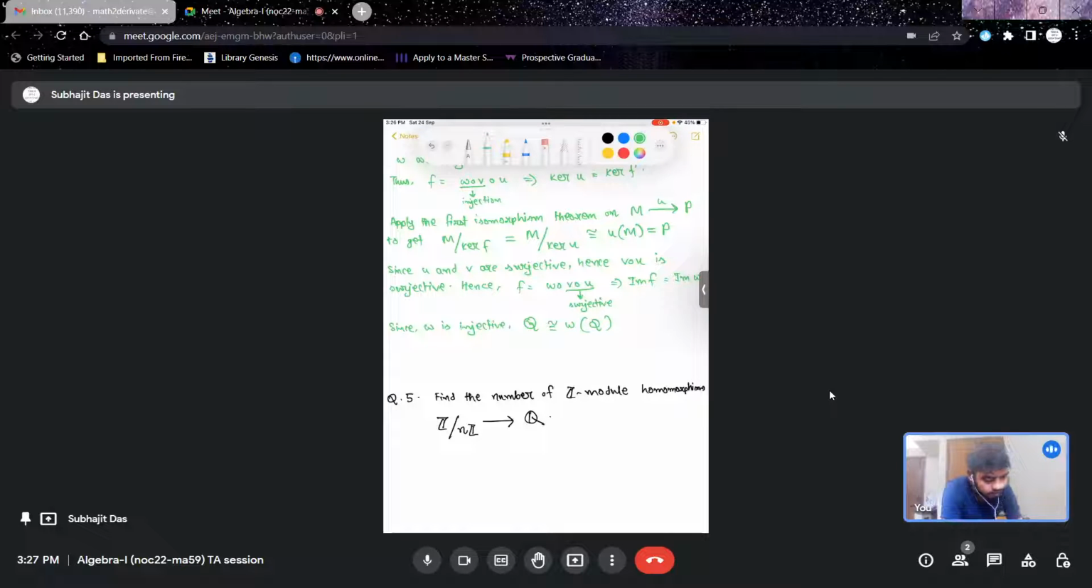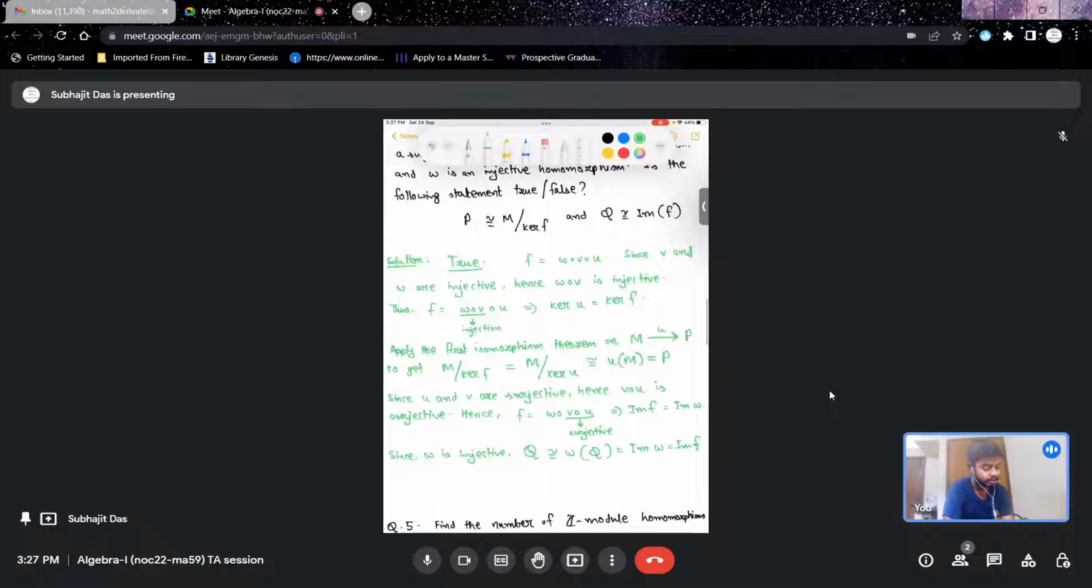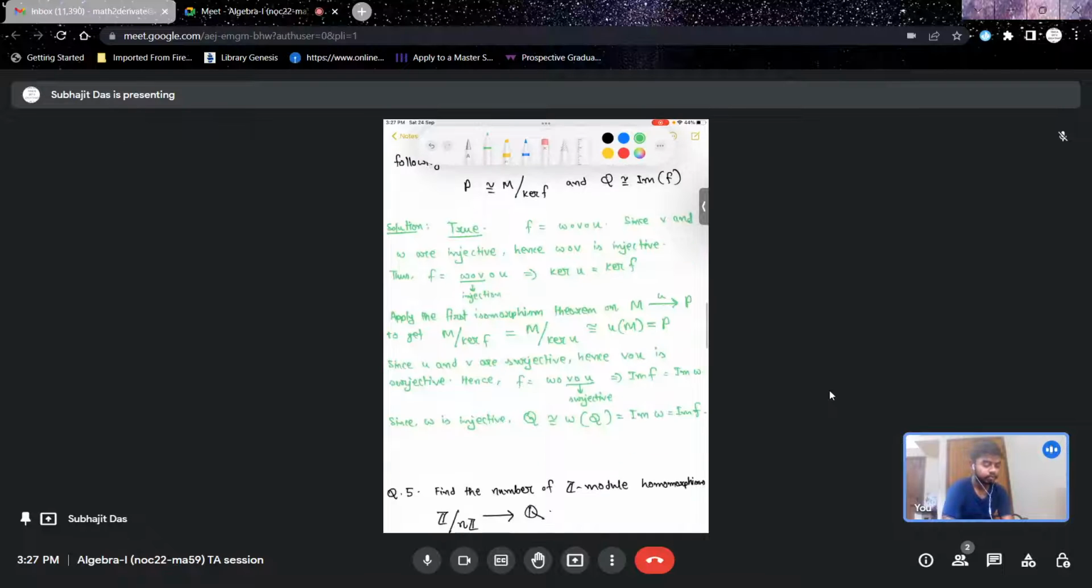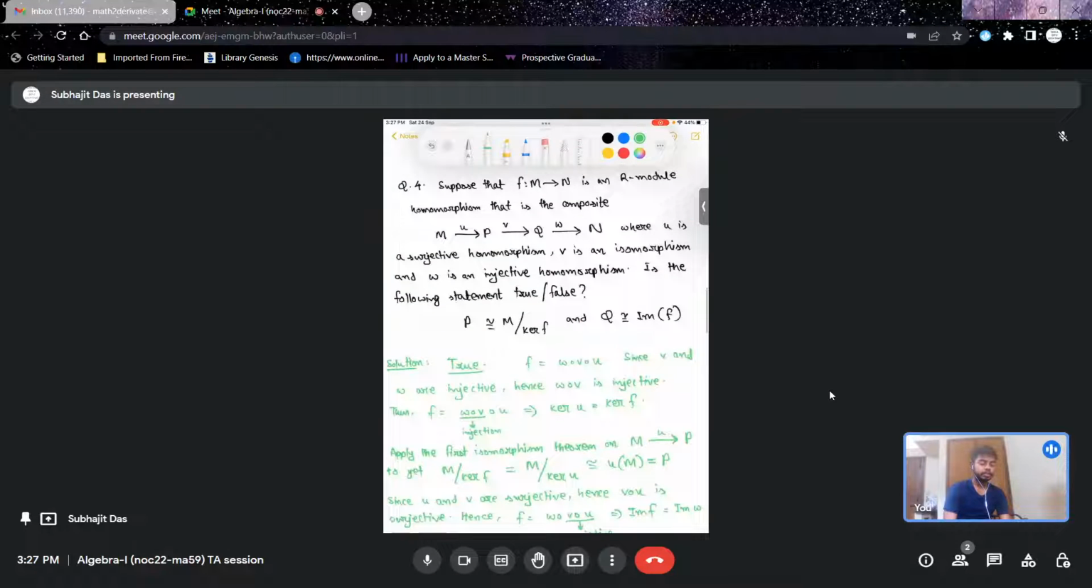W of Q is precisely the image of W, which is equal to the image of F. So Q is isomorphic to the image of F, which is precisely our second statement, and therefore we are done. So this statement is indeed true.